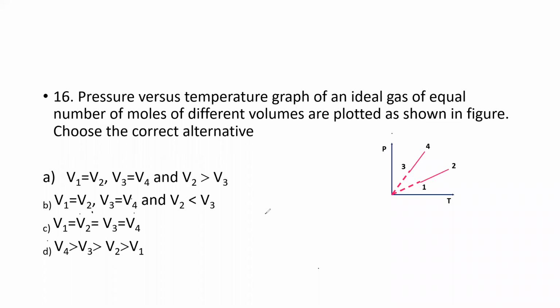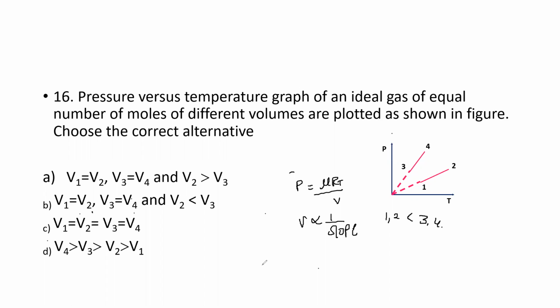That is, we have P equal to mu RT divided by V. But we know that V is inversely proportional to the slope here. And in the figure, we can observe that the slope of 1 and 2 is less than the slope of 3 and 4. So the points 1 and 2 are on the same line.